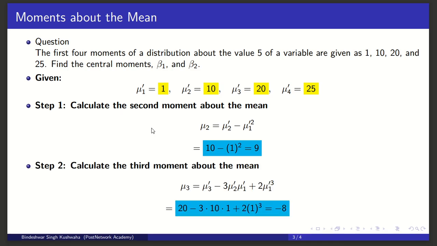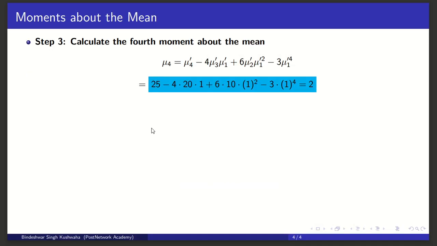Now calculate the third moment about the mean. So relation is mu 3 is equal to mu prime 3 minus 3 mu 2 prime into mu 1 plus 2 mu prime 1 cube, and if you plug all the values, so you will get minus 8.